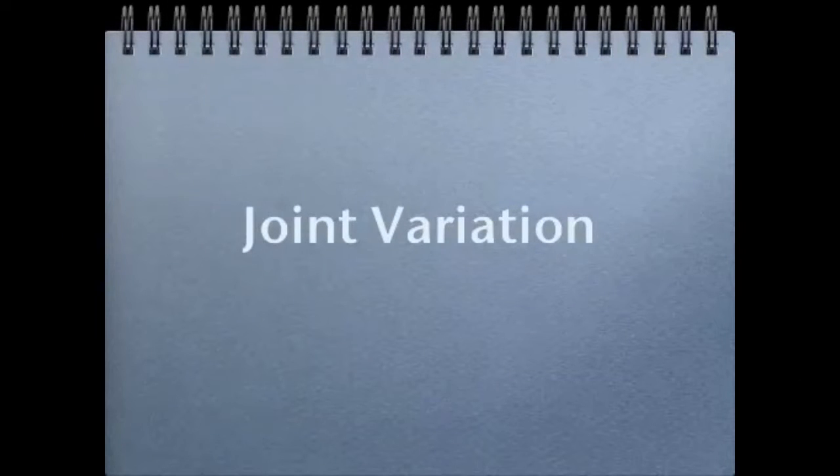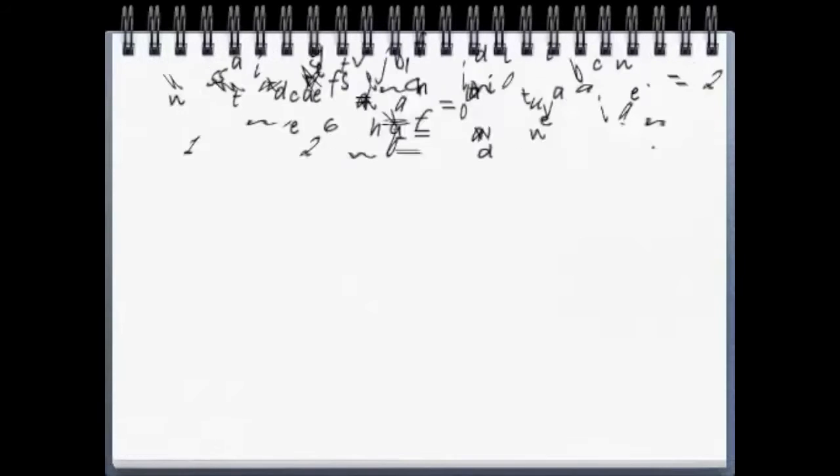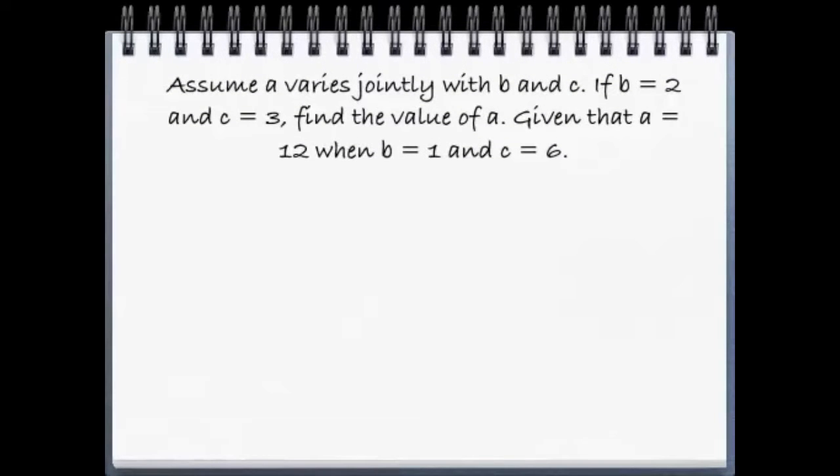Joint variation. Assume A varies jointly with B and C. If B is equal to 2 and C is equal to 3, find the value of A, given that A is equal to 12 when B is equal to 1 and C is equal to 6. The joint variation equation is A is equal to K, B, C.